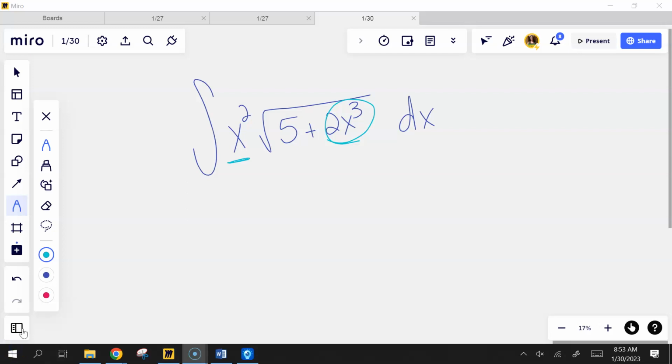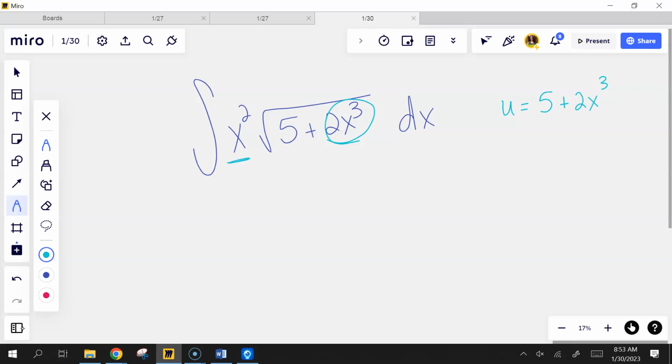Any ideas on what I could let u be? 2x cubed, and maybe even bigger than that. Because remember, when I take the derivative of a constant, that's 0. So I'm thinking, what if I let u be? Because remember, whenever I plug it in, I want to be able to take the derivative of u, and whenever I do, the derivative of u is the only thing that's left in there other than what I substitute. So let me show you what I'm talking about.